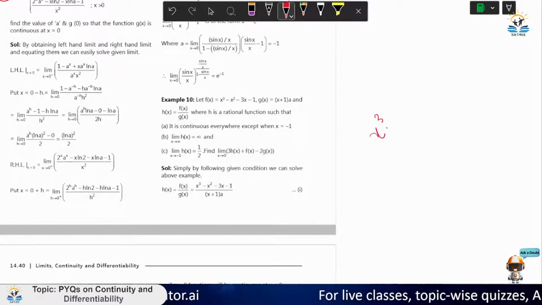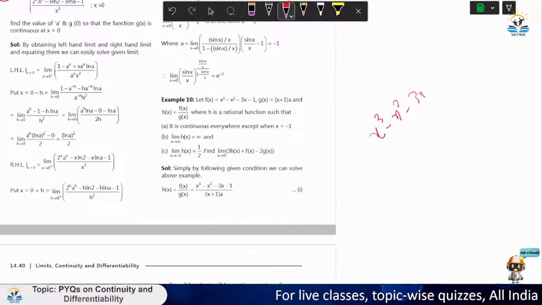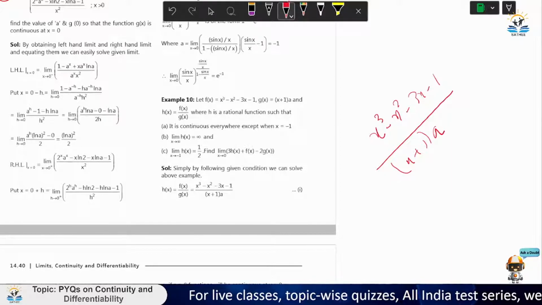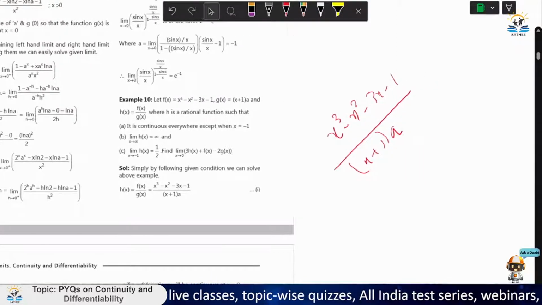Sorry for that. So x cube minus x square minus 3x minus 1 divided by x plus 1 a. And now I have to find the limit at x tends to minus 1.